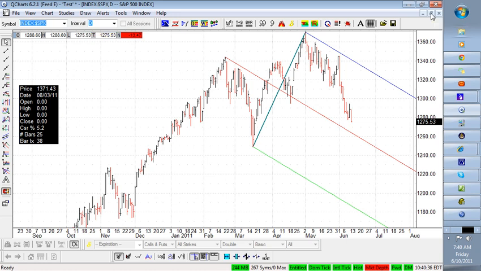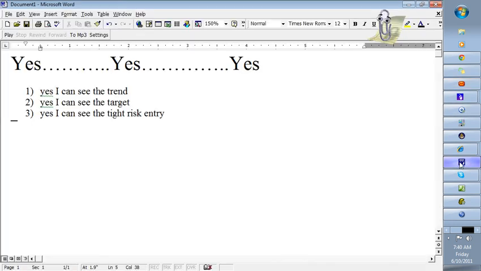One of the things that we really help people get started with is something I call yes, yes, yes. And there are 3 yeses I'm looking for. Yes, I can see the trend. Yes, I can see the target. Yes, I can see tight risk entry. And here's why.